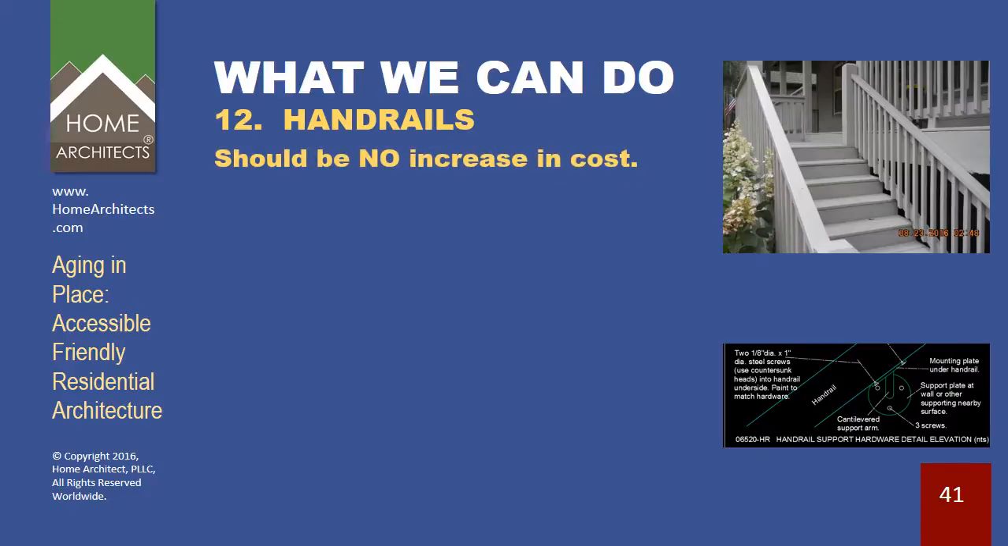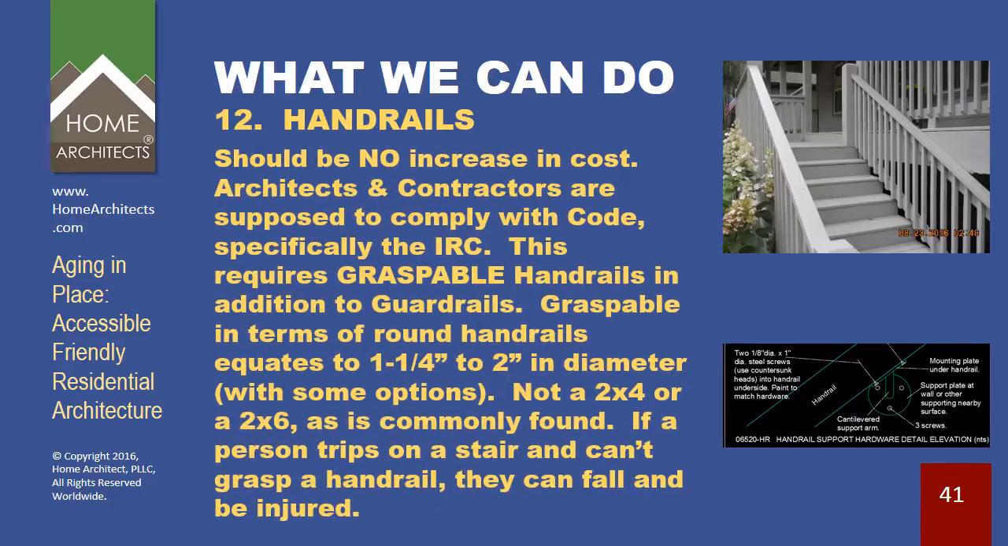12. Handrails. There should be no increase in cost. Architects and contractors are supposed to comply with code, specifically the International Residential Code. This requires graspable handrails in addition to guardrails. Graspable in terms of round handrails equates to 1 1/4 to 2 inches in diameter with a few options. Not a 2x4 though, and not a 2x6, as you see here and as is commonly found in most homes. These are guardrails. There's no handrails here at all. And that's a violation of code right here. If a person trips on a stair and they can't grasp a handrail, they can fall and be injured. We actually provide a specification detail here in our project document so that everybody understands how to do this correctly.